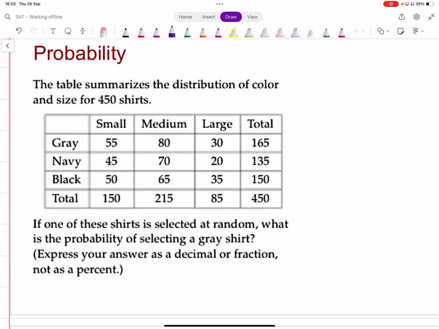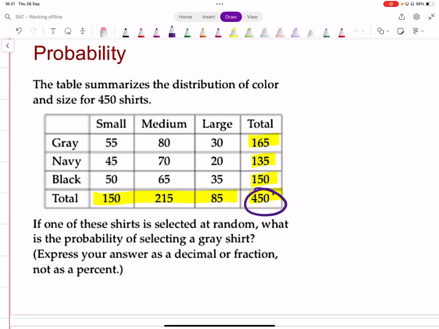So you have a distribution of color and size of 450 shirts. You can see this table. If one of these shirts is selected at random, what's the probability of selecting a gray shirt? Now, in this particular table, they have given you the total for each row, they've given you the total for each column, and they've also given you the grand total, right?